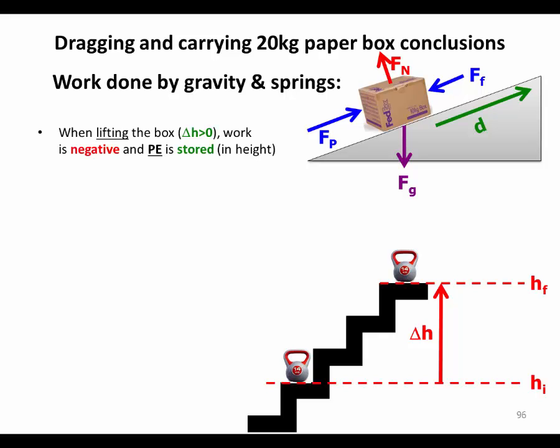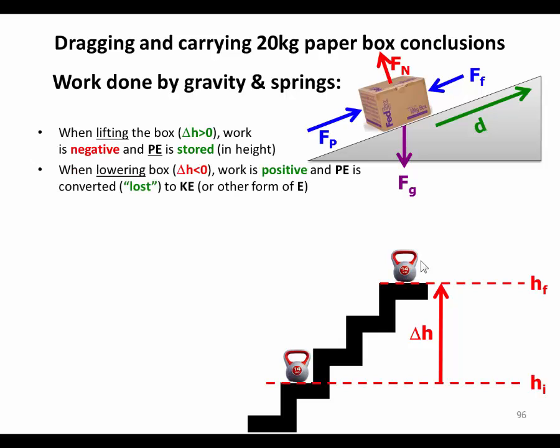Well, first of all, let's go back. When we lifted the box and our change in our height, our displacement vector is positive, we found that the work that we did was negative because gravity is pointing downward, the force due to gravity, and our displacement is upward. And we found that potential energy is stored. So the potential energy we're storing is the opposite sign of the work that we were doing. Similarly, if we were to lower the box, the opposite would occur.